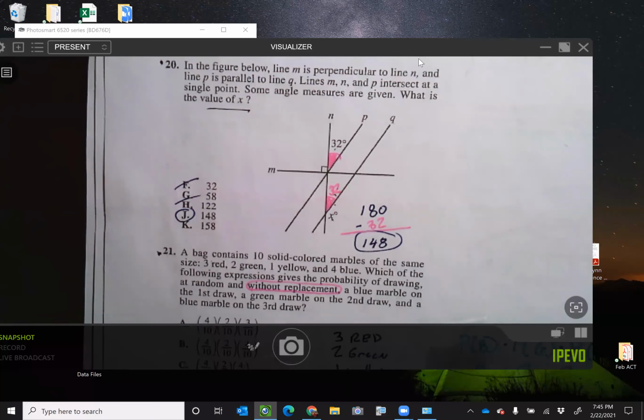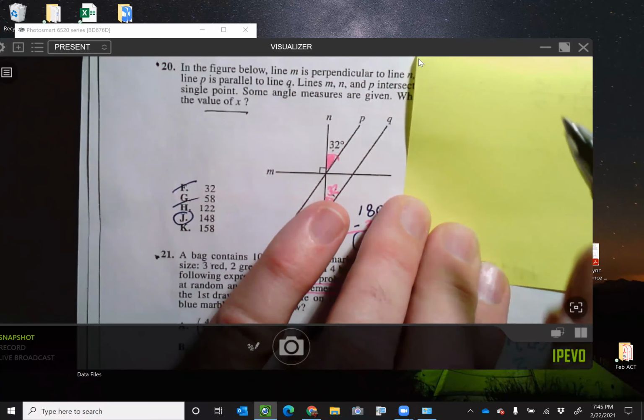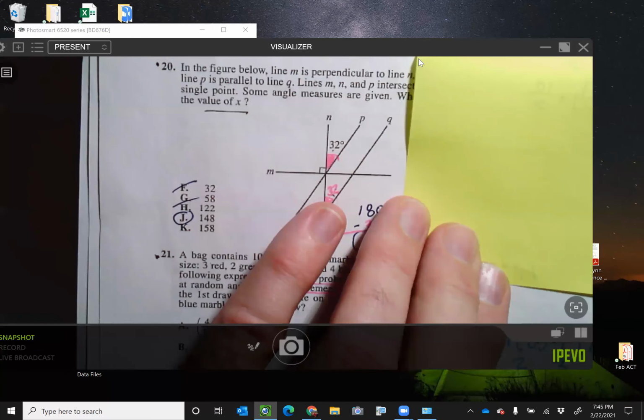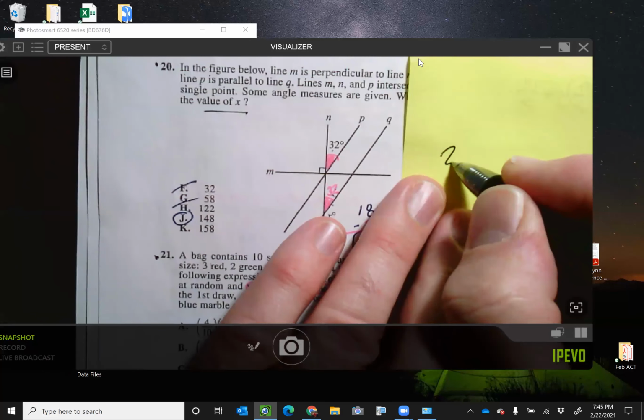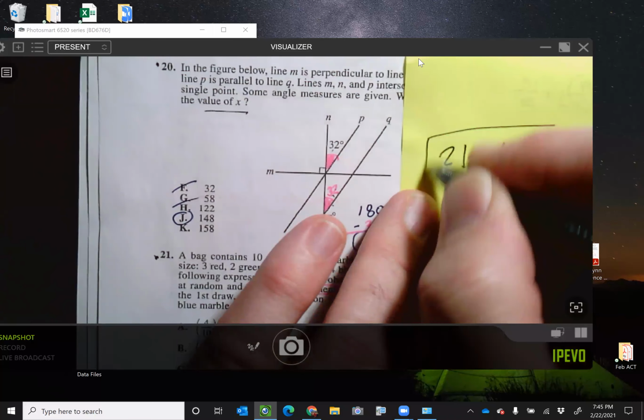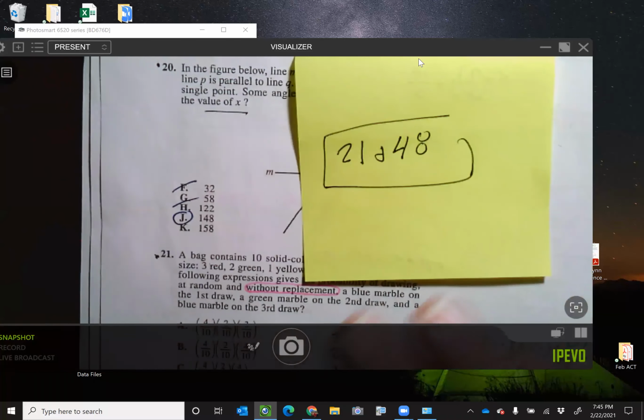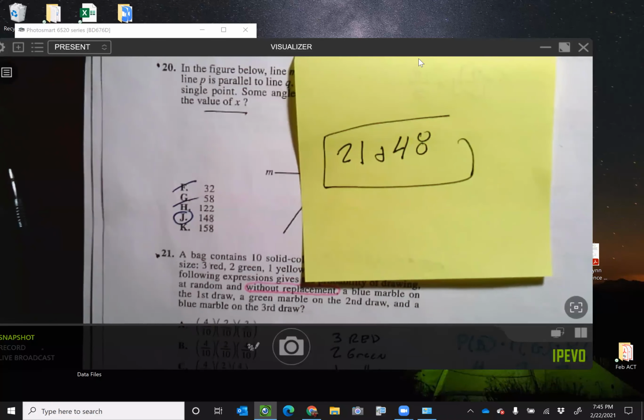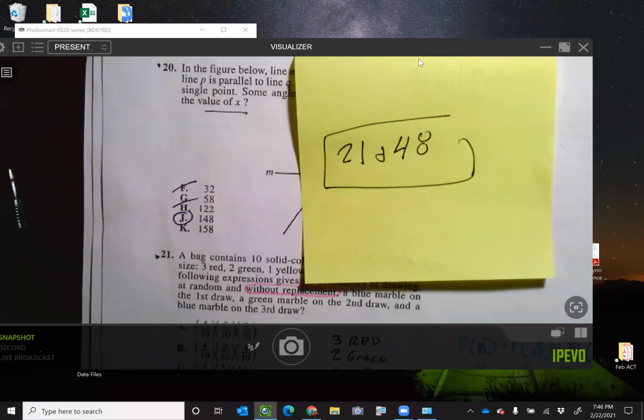Okay, if you would please, in your packet, I would like you to do 2 probability questions, 21 and 48. Okay, 21 is right after this, and then 48 is a little bit later in the packet. I'll be right back. So let's take 2 minutes on this one for timing. Go.